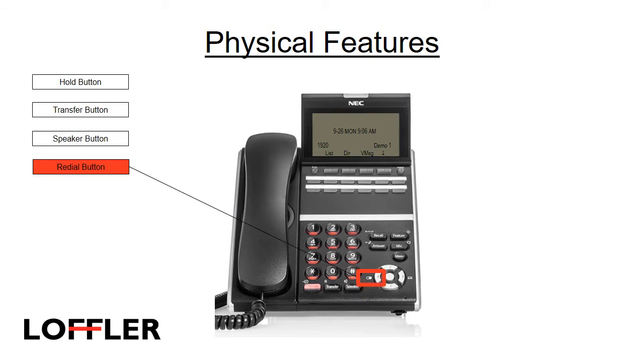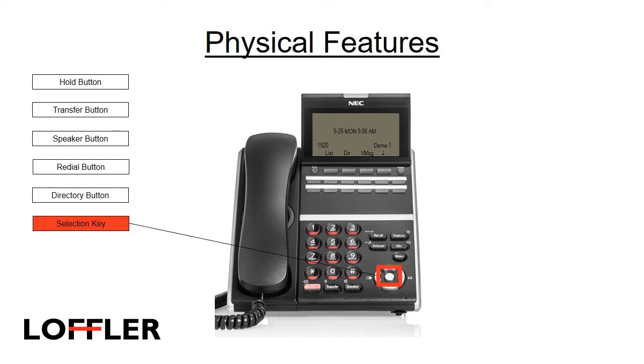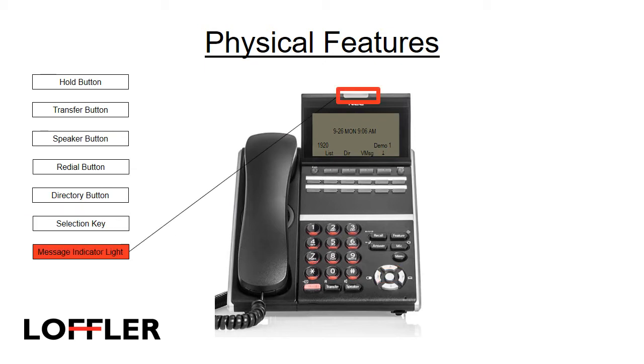To reach out to the last person that you contacted, press the redial button. The directory button will give you a list of all of the employees of your company. The selection key in the middle of your navigation key is a way to press Enter on your phone. At the top of your phone, there is a message indicator light. This light will light up when you are receiving a call or when you have unheard voicemail messages.